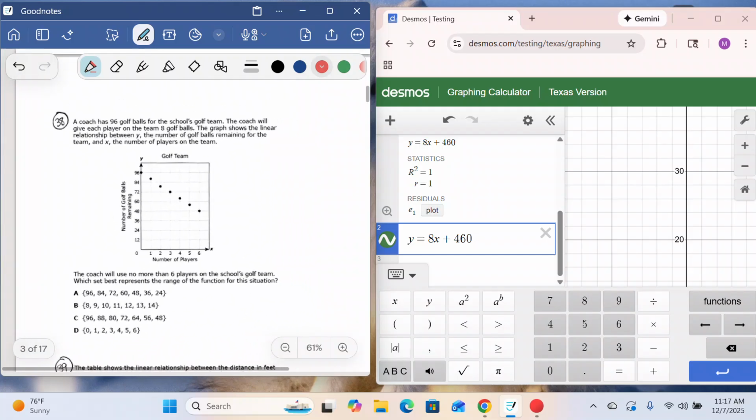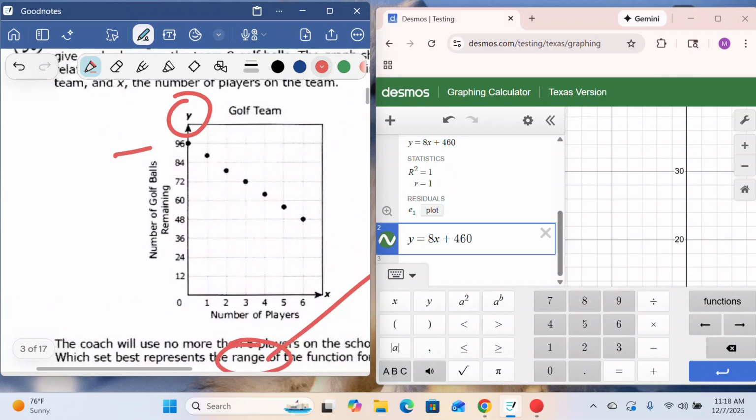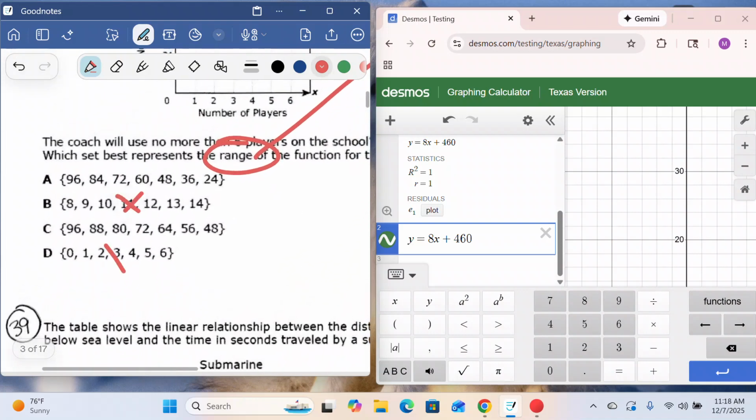And what they're asking for is, they give you numbers and they ask you this time, what represents my range? And remember, my range is my y. This is my y, or I can call it f of x. That's the same thing, a fancy way of saying y. So I look at my first one, it's 96. I look at the second one, it's between 96 and 84. So automatically B and C are wrong.